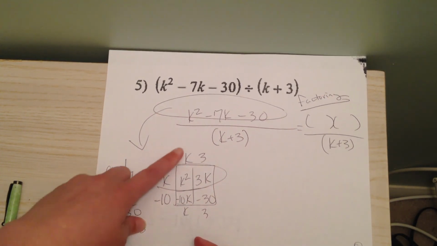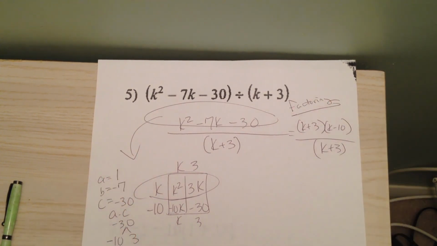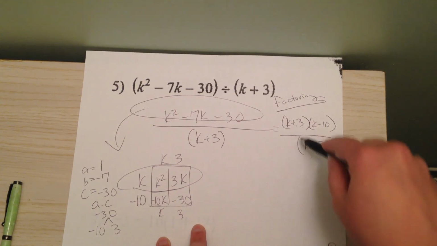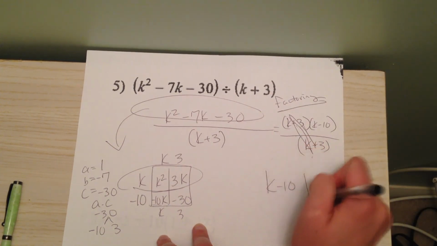So my two factors are out to the side. We've got the k plus the 3, and we've got the k minus the 10. So we see these two are going to cancel because they're exactly the same. So your final answer is just k minus 10.